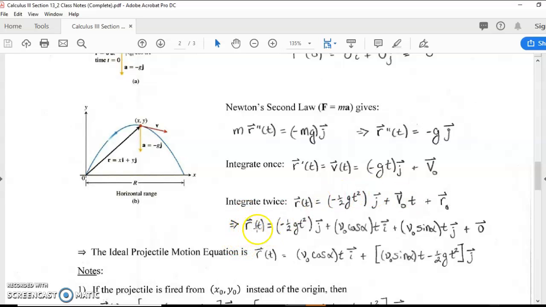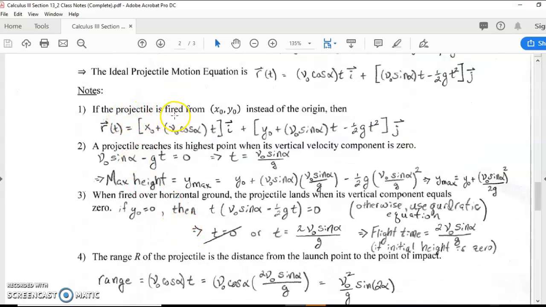So what do I get? The position vector then is minus 1/2 gt squared j plus v naught cosine of alpha t in the i direction plus v naught sine of alpha times t in the j direction plus 0. So the ideal projectile motion equation is r of t equals v naught cosine of alpha t in the i direction plus v naught sine of alpha times t minus 1/2 gt squared in the j direction.